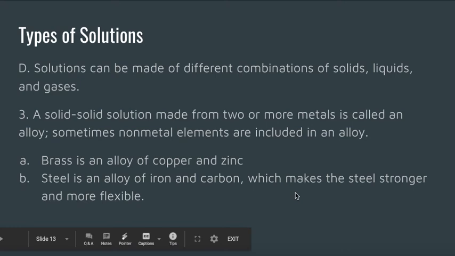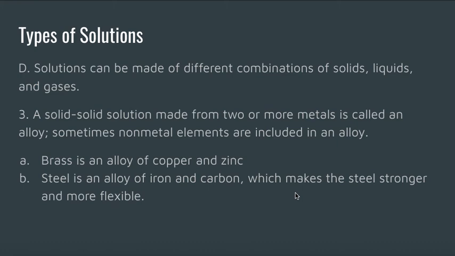Solid solutions. In solid solutions, the solvent is a solid. The solute, the smaller amount, can be a solid, liquid, or a gas. The most common solid solutions are solid-solid solutions, one in which the solvent and the solutes are solid. A solid-solid solution made from two or more metals is called an alloy. It's also possible to include elements that are not metals in alloys. For example, steel is an alloy that has carbon dissolved in iron. The carbon makes steel much stronger and yet more flexible than iron.